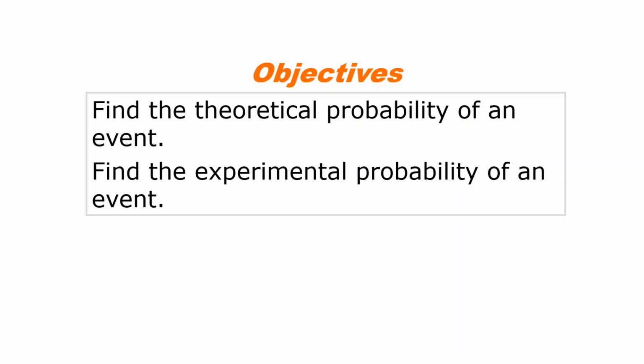The objectives for today: by the end of this lesson, you'll be able to find the theoretical probability of an event. You'll also be able to find the experimental probability of an event.